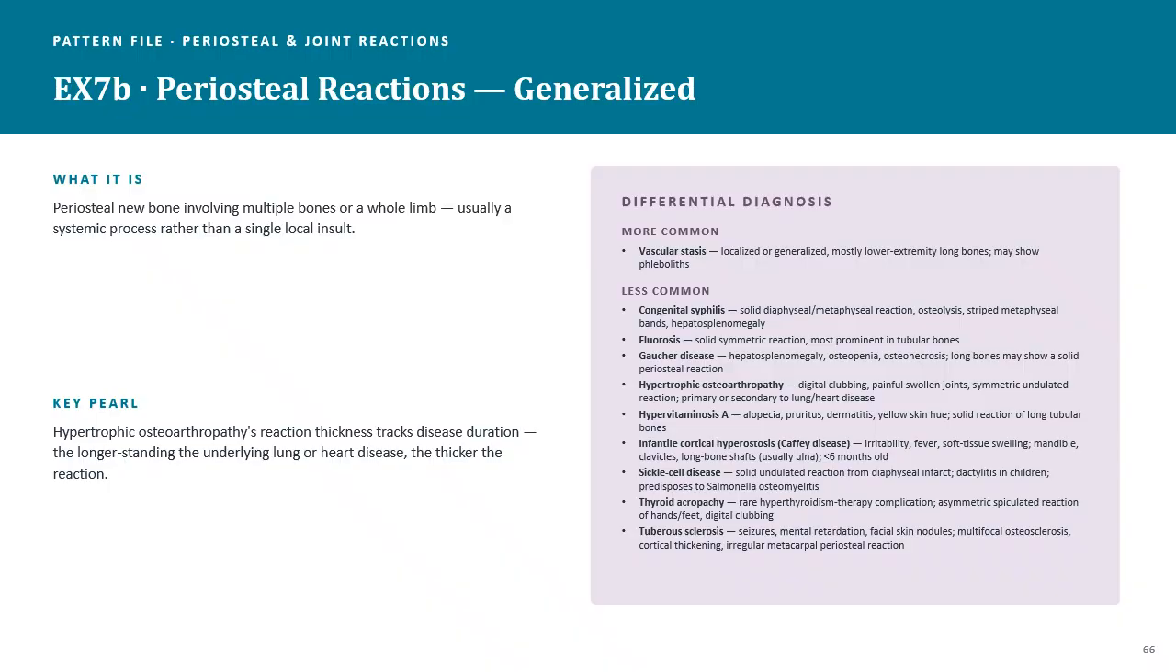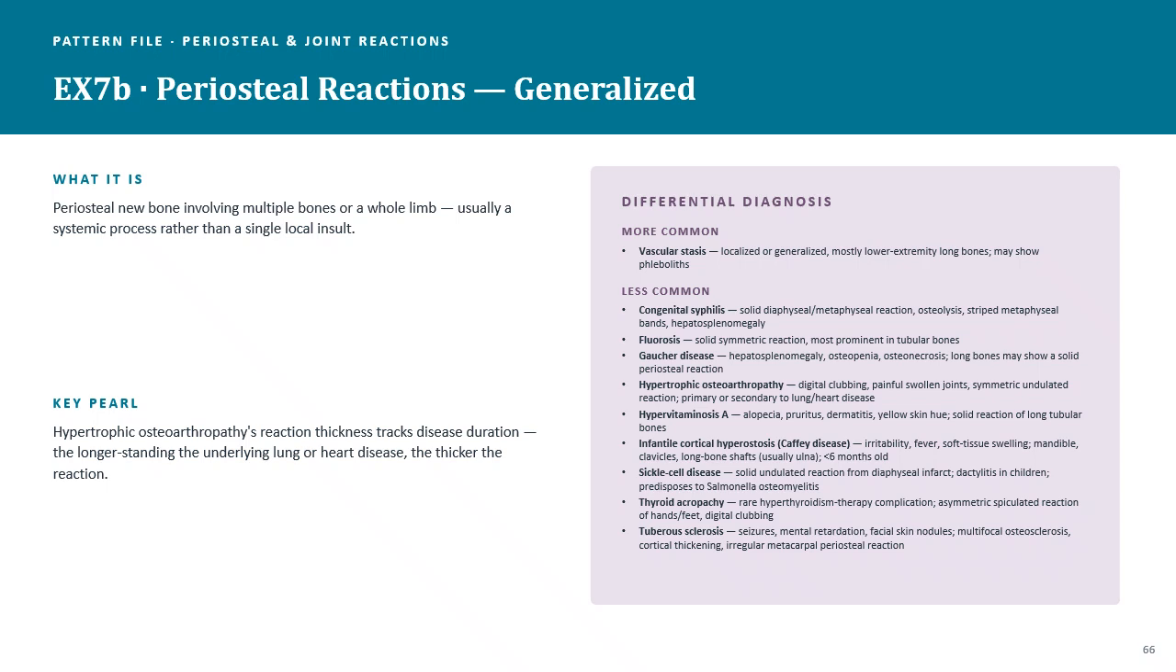So we took a look at the localized reactions. Now we're going to take a look at the generalized reactions. So the biggest difference from the localized reactions is that instead of new bone forming in just one small area, the periosteum itself is reacting across multiple bones, and it can also react across the entire limb.